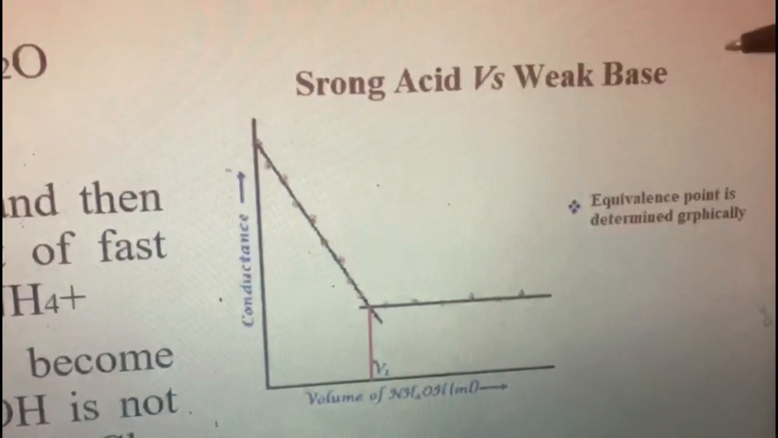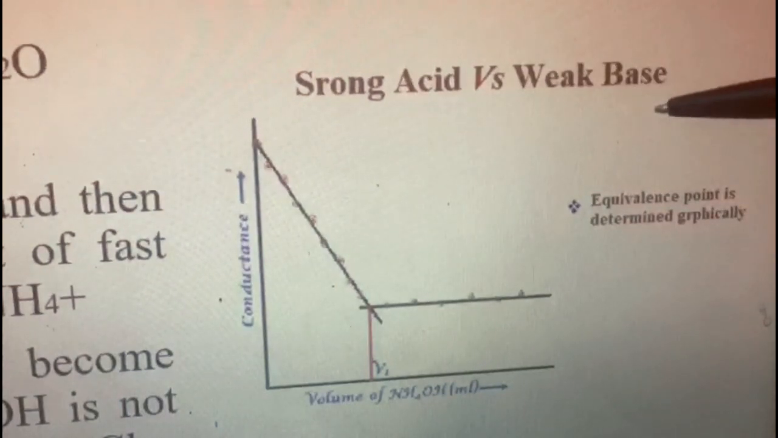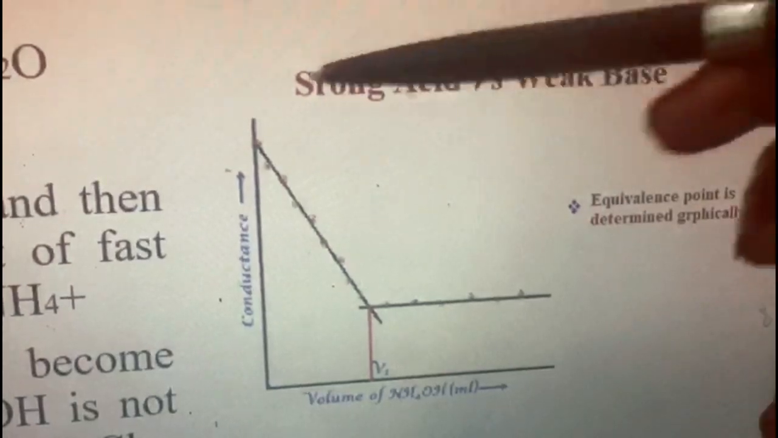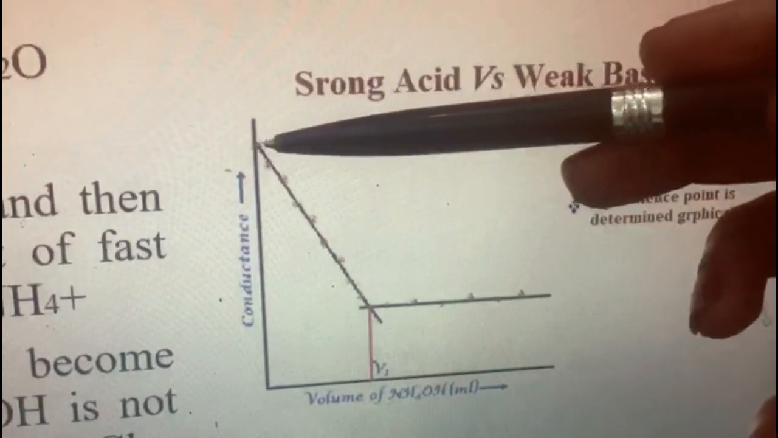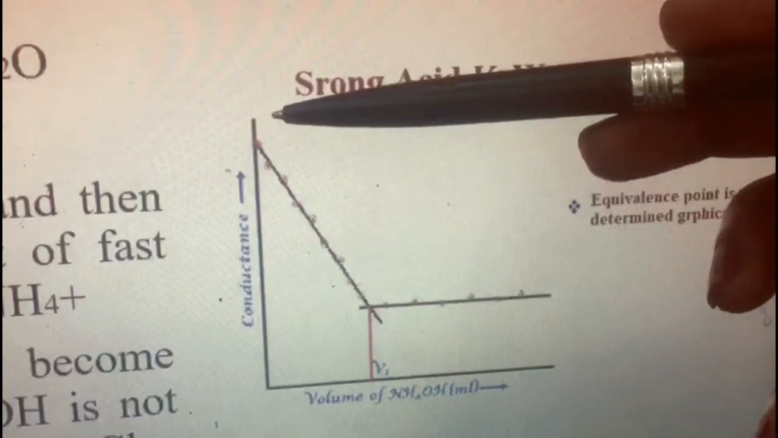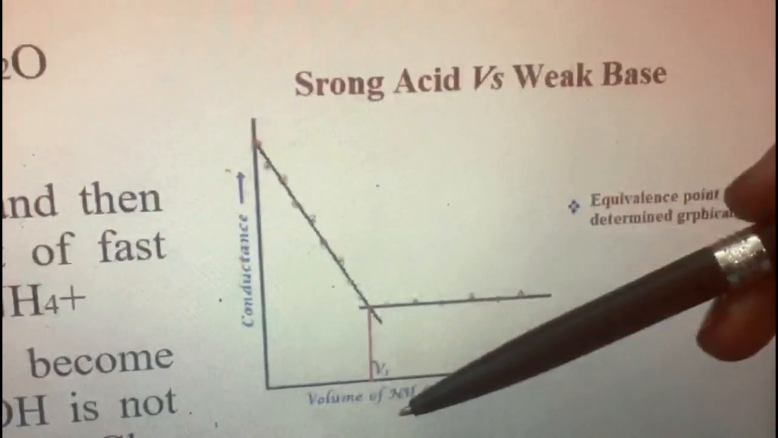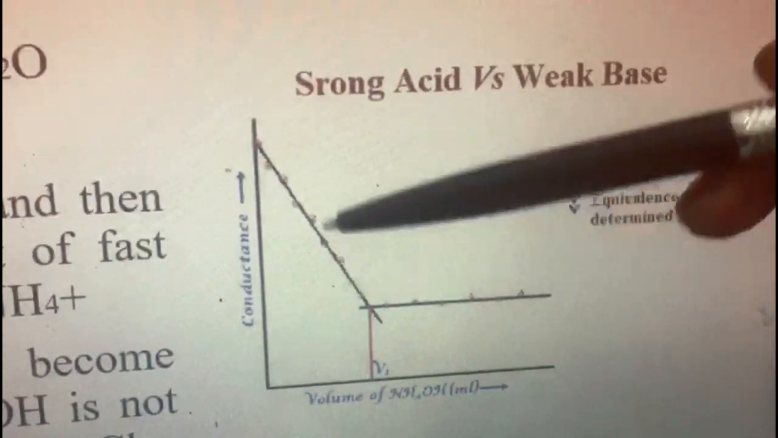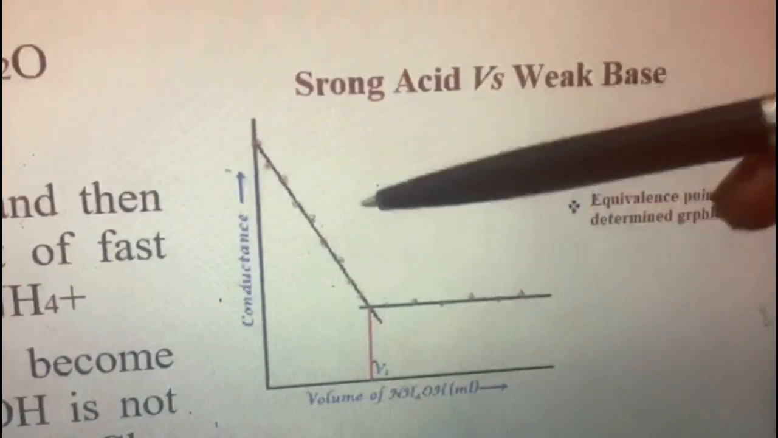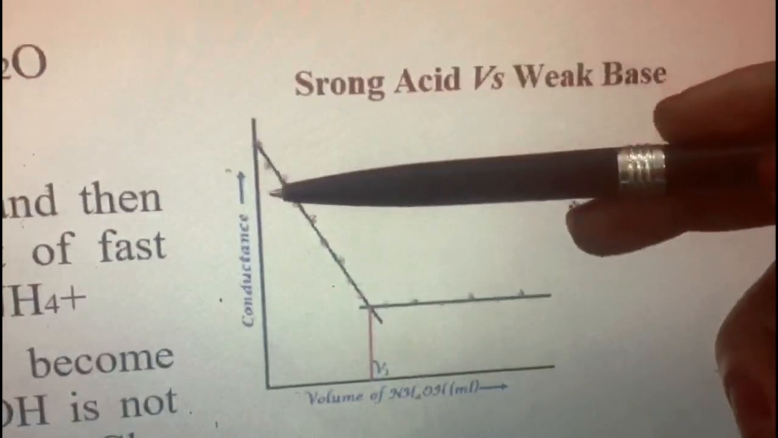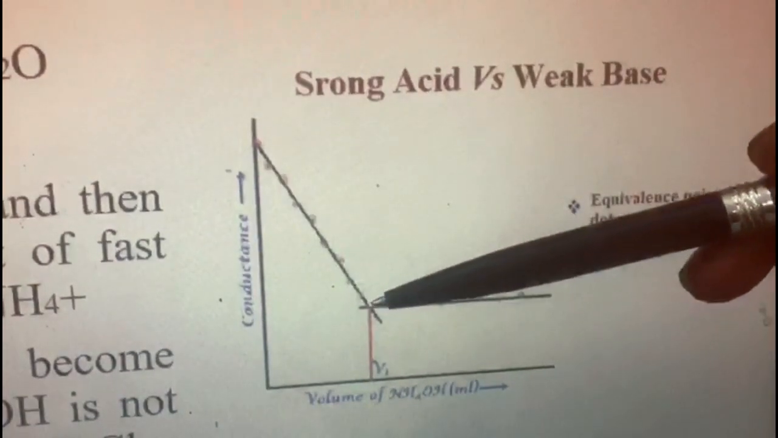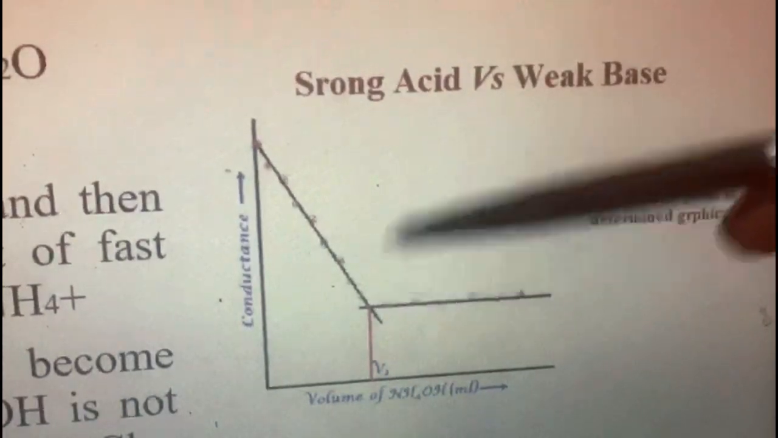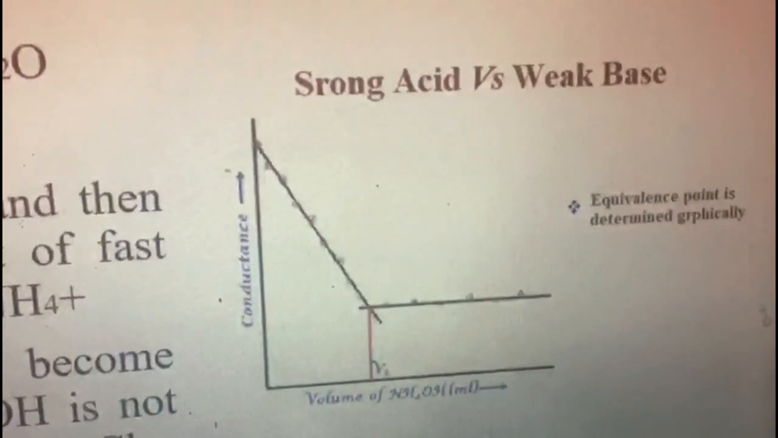This is the conductometric titration curve of strong acid versus weak base, that is hydrochloric acid versus ammonium hydroxide. So as I told you already, first the conductance was very high because of the presence of fast moving H plus ion. That means there is no ammonium hydroxide. Then when we are adding ammonium hydroxide, the conductance decreases because of replacement of H plus ion with slow moving NH4 plus ion. Then it reaches one point, that is the equivalence point, where all of the acid is completely neutralized with ammonium hydroxide.